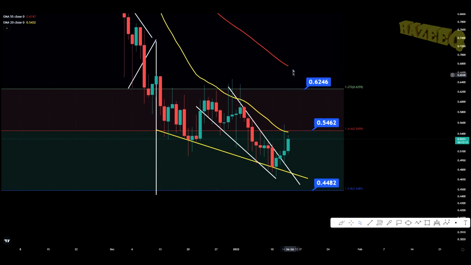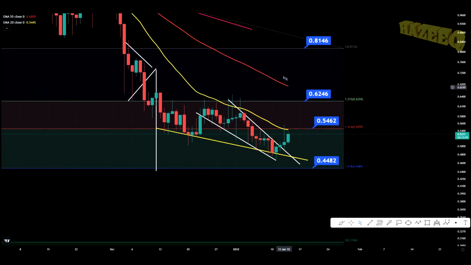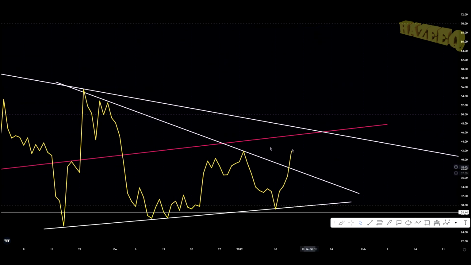Also, I would look for resistance on the 55 EMA over here. That is an important level as well. We can get rejected from there easily and get sent back down as well. So yeah, look at that.